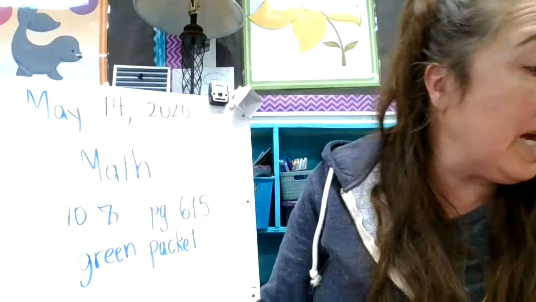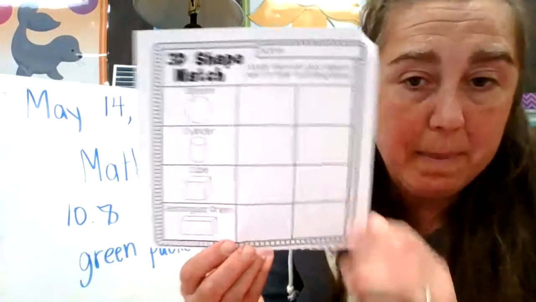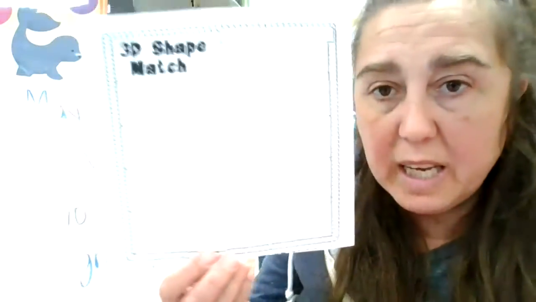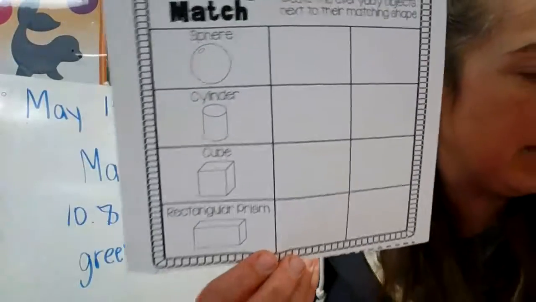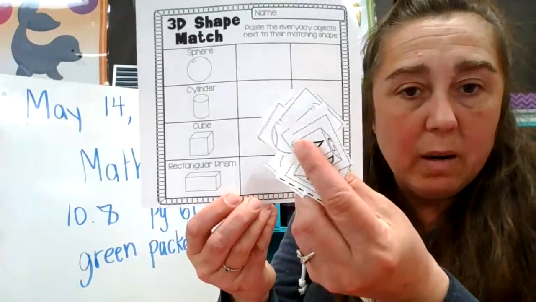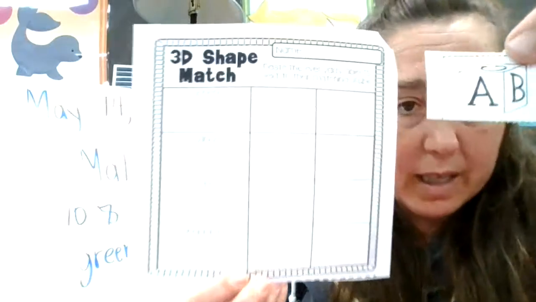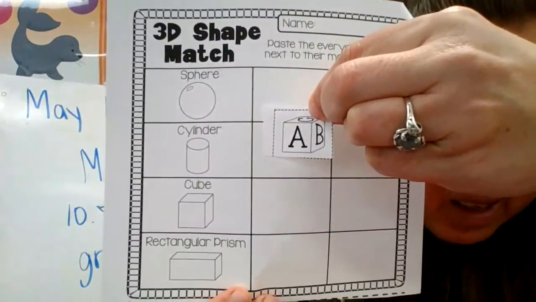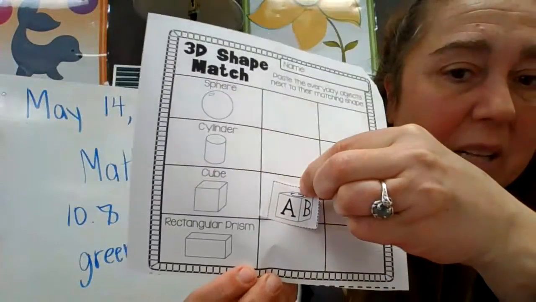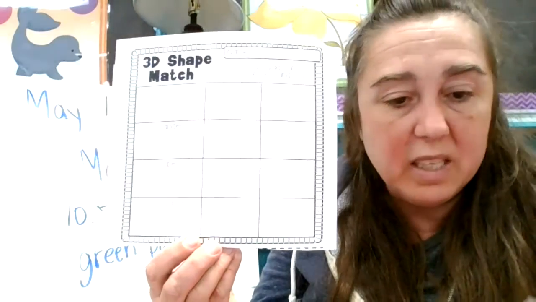But in addition to that, I'm going to challenge you today to do something called a 3D shape match. If you look here, they want you to find a sphere, a cylinder, a cube, and a rectangular prism. I went ahead and cut out all my pieces, and you'll do that too. So you're going to look at this and say, this is a sphere, a cylinder, a cube, and I glue this one here.